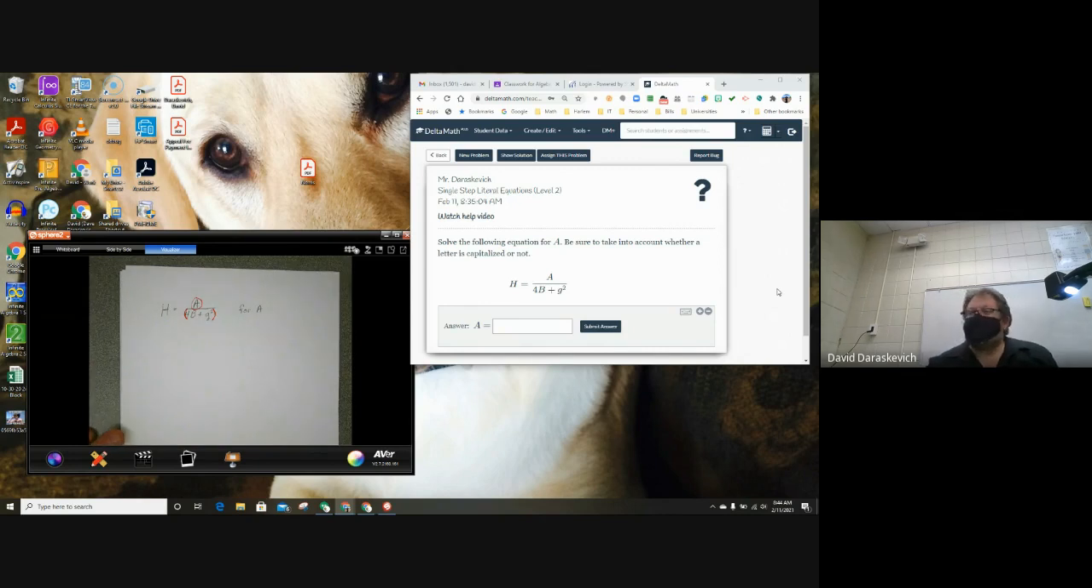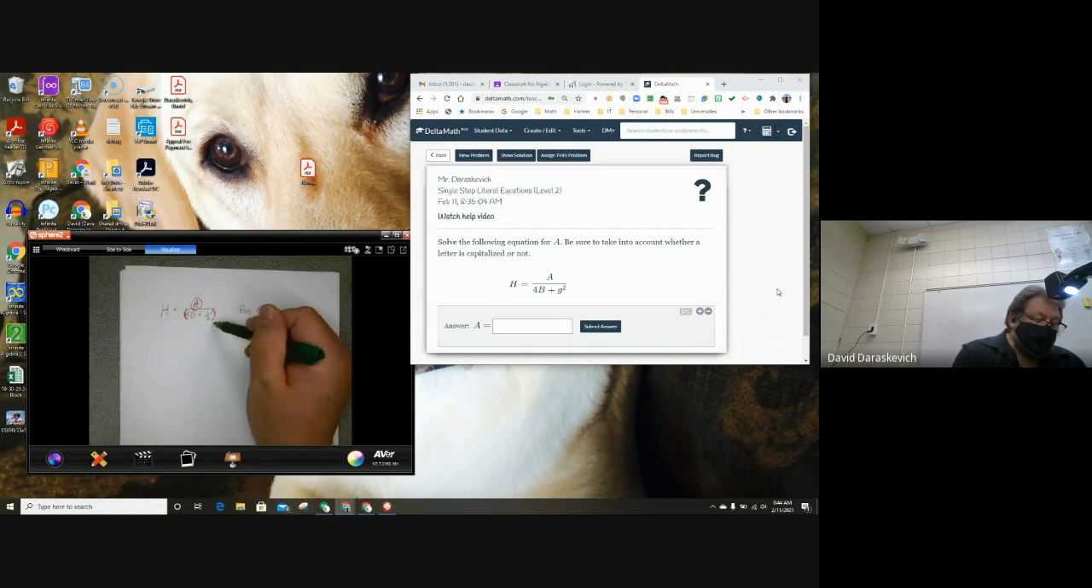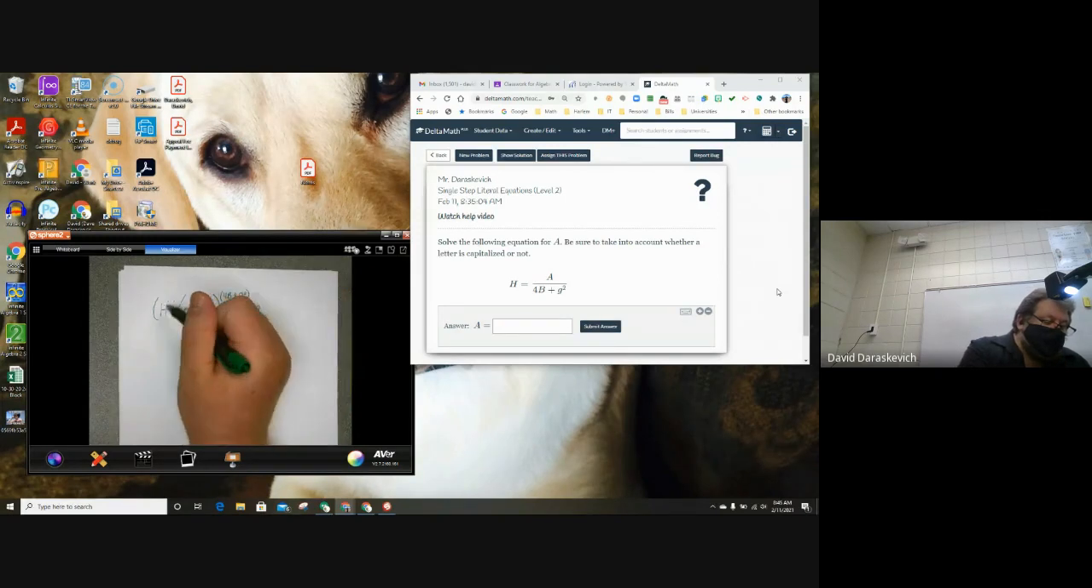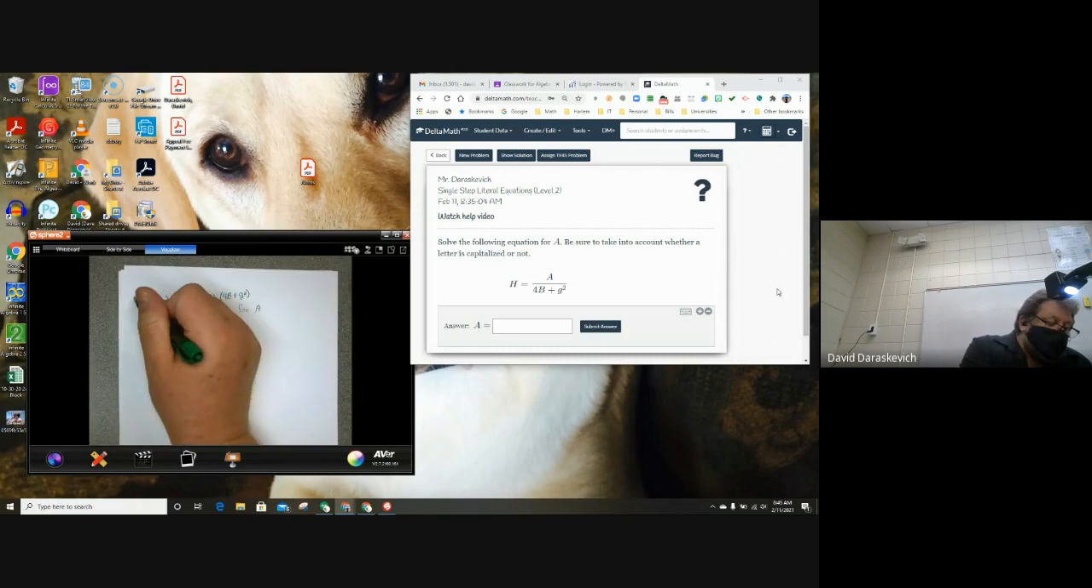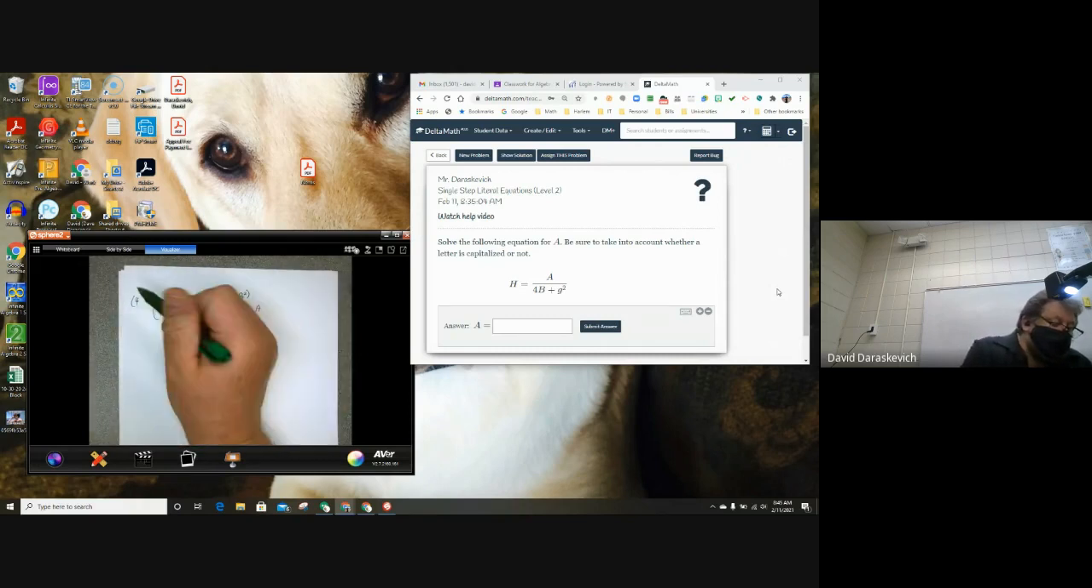Since this is a quantity here, the way we get rid of denominators in a fraction is to multiply by its reciprocal, right? We just multiply both sides by whatever the denominator is, capital B plus G squared. And don't forget, whatever you do to one side, you have to do to the other.